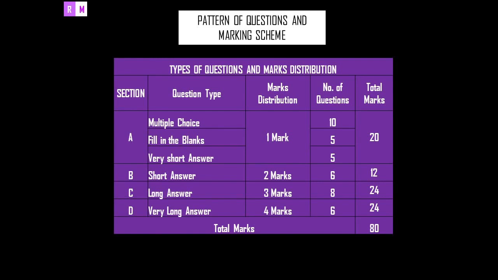Now comes one important thing to keep in mind for your class 10 exam. You have to complete section A within 35 minutes, section B within 25 minutes, section C within 50 minutes and section D within 55 minutes. And your revision time will be 15 minutes.